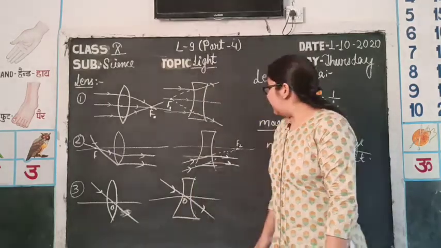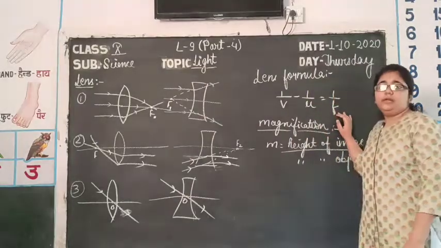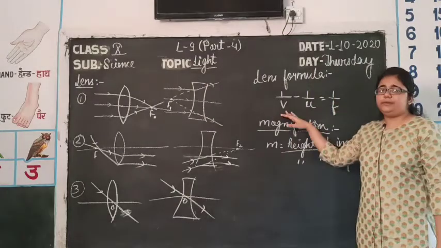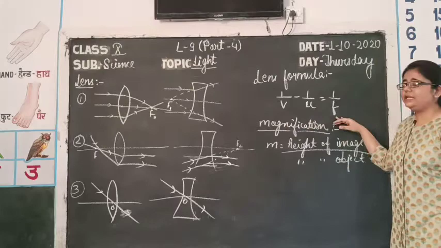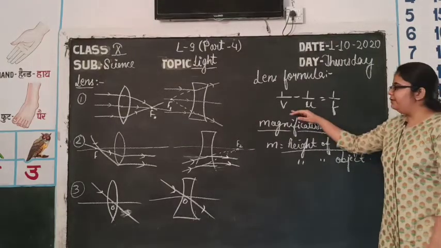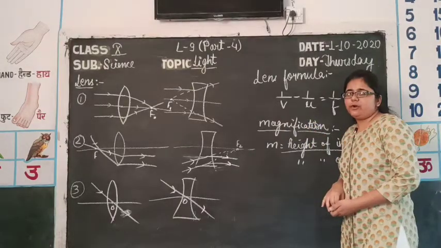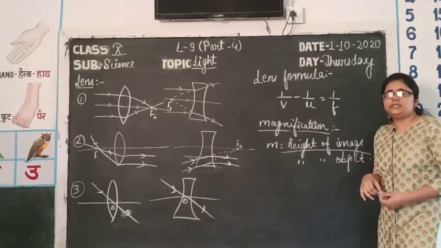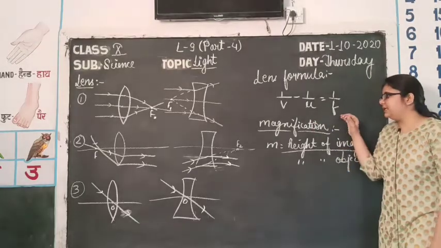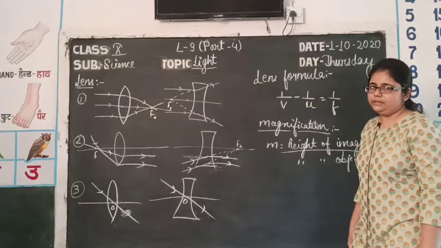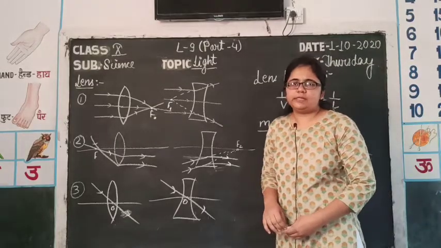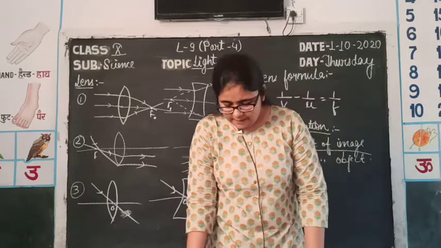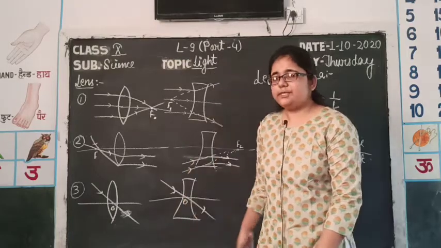Now, the second discussion is the lens formula. The lens formula is 1/v minus 1/u is equal to 1/f. v is the distance of the image from the optical center of the lens, u is the distance of the object from the optical center, and f is the focal length, that is, the distance between the optical center and the focus point. This is the lens formula.